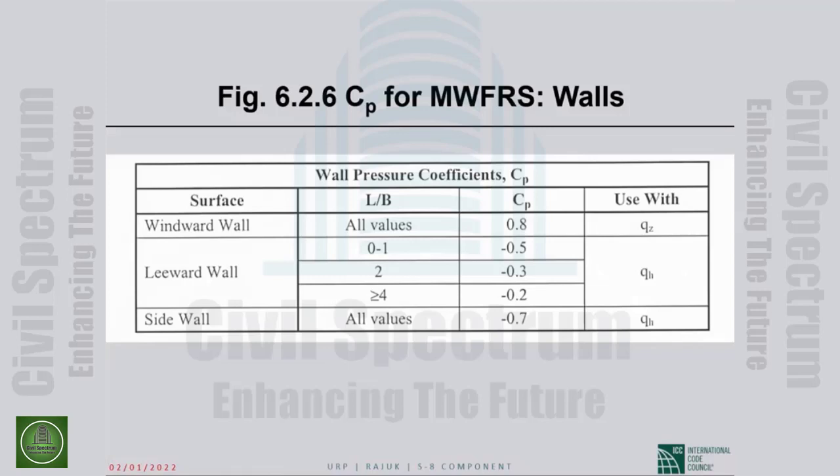Leeward wall, the C sub p depends on the L over B ratio. L, remember, is the plan dimension parallel to wind. B is plan dimension perpendicular to wind. Between 0 and 1 is negative 0.5. 2, negative 0.3. Larger than or equal to 4, where the plan dimension parallel to wind is so much larger than plan dimension perpendicular, is negative 0.2. Okay. In between, you interpolate. Okay, if it is 3, it will be negative 0.25. Side walls, irrespective of anything else, is negative 0.7, the external pressure coefficient.